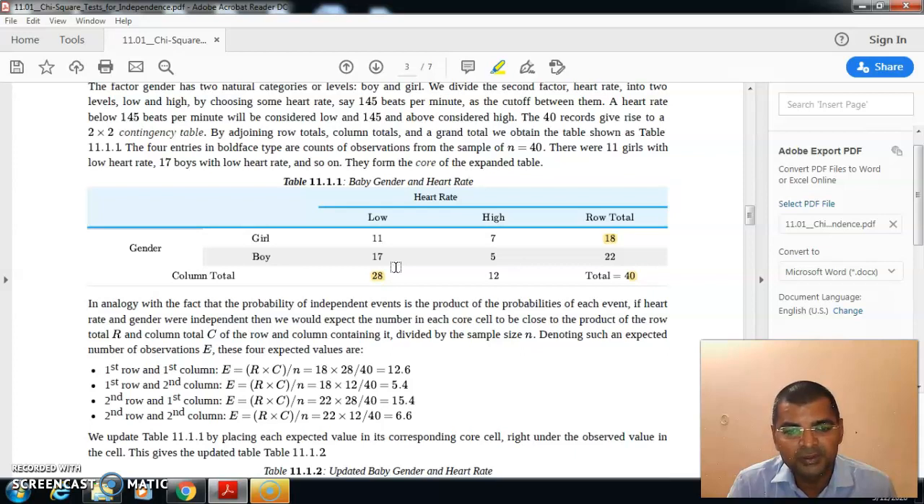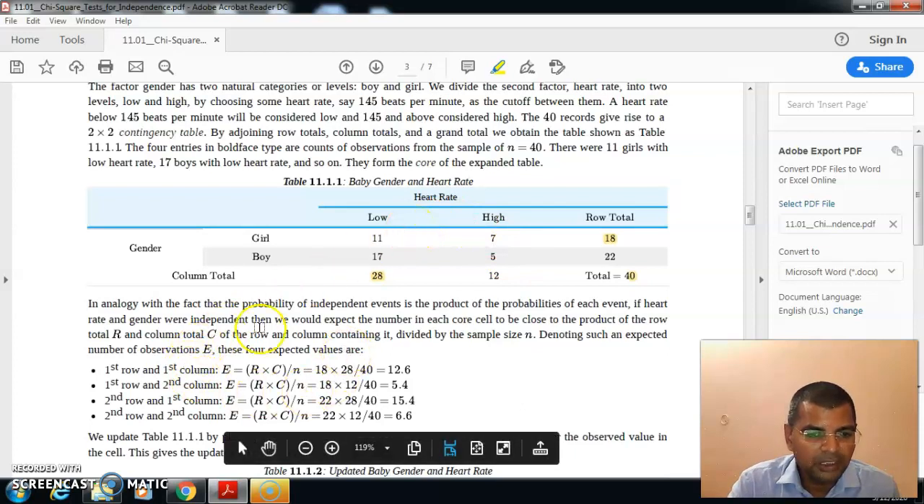The assumption of our hypothesis, the null hypothesis, is that there is no relationship between the gender of the baby and the heart rate of the baby, and alternatively there is a relationship between the gender of the baby and the heart rate of the baby. Now these are the observed values. Now we need to calculate the expected value. What is expected value?